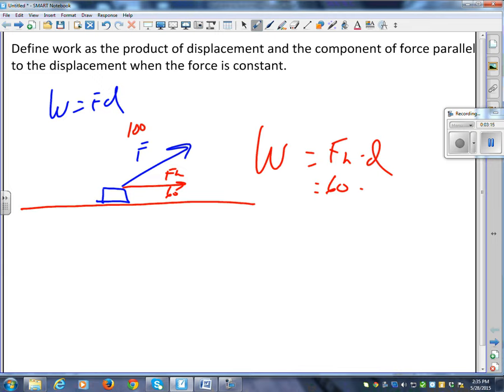You guys had to know how to find FH. FH equals F cos theta, right? So I'd give you the angle, and I'd give you the F, and you have to find the FH. No, FH times D. Work is force times distance.